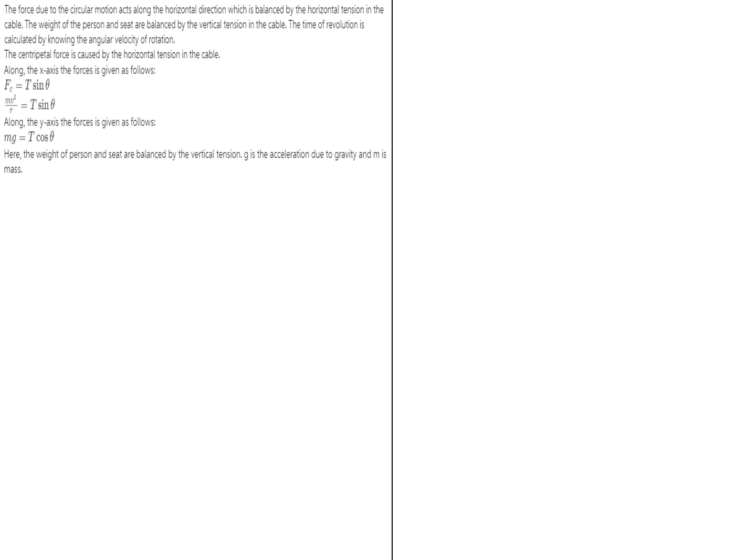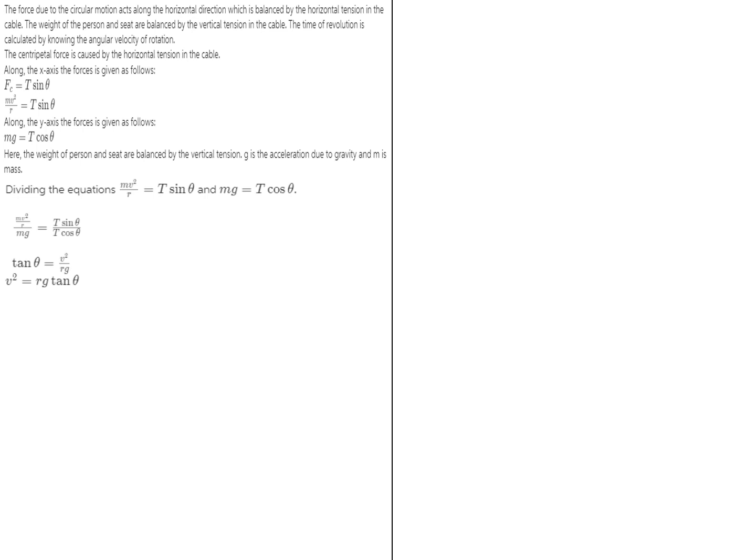The time of revolution is calculated by knowing the angular velocity of rotation. The centripetal force is caused by the horizontal tension in the cable. Along the x-axis, the forces are given as follows. The centripetal force equals T sin theta, which is also mv squared over r, and we set those equal to each other. Forces on the y-axis are mg equals T cos theta, and here the weight of the person and seat are balanced by the vertical tension. g is acceleration due to gravity, and m is mass.